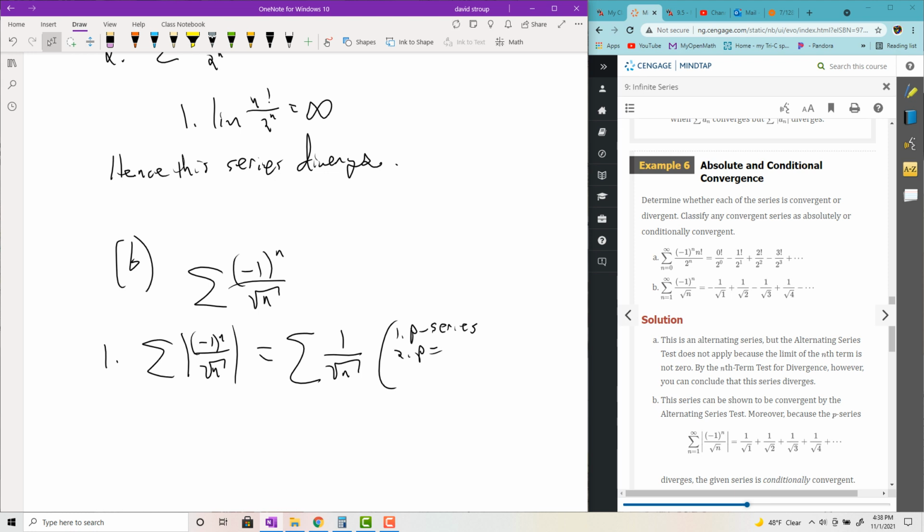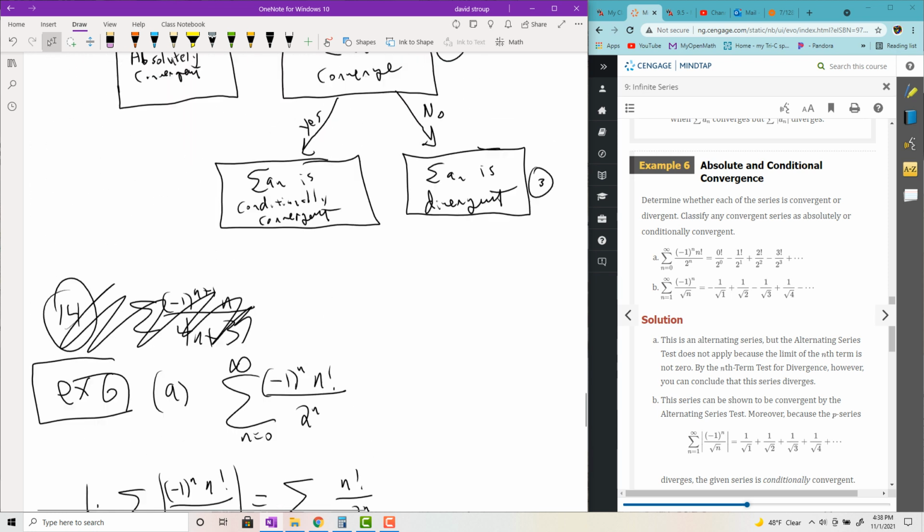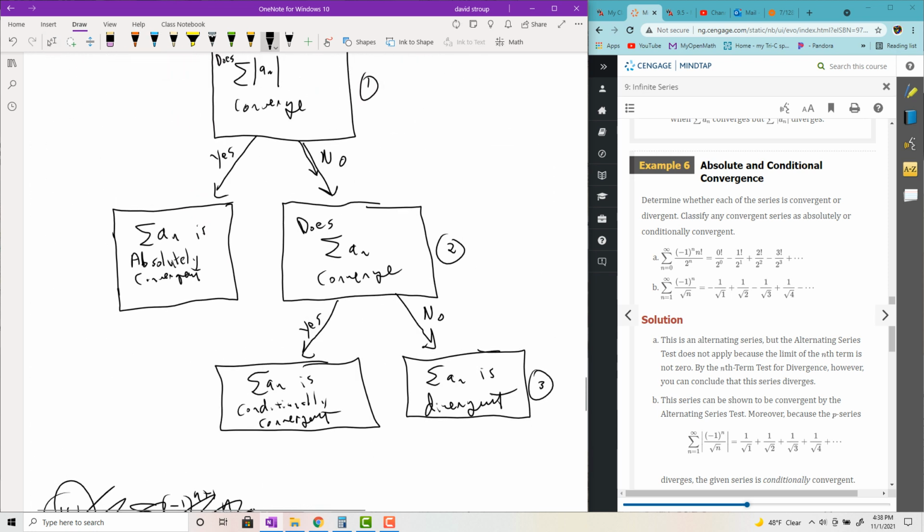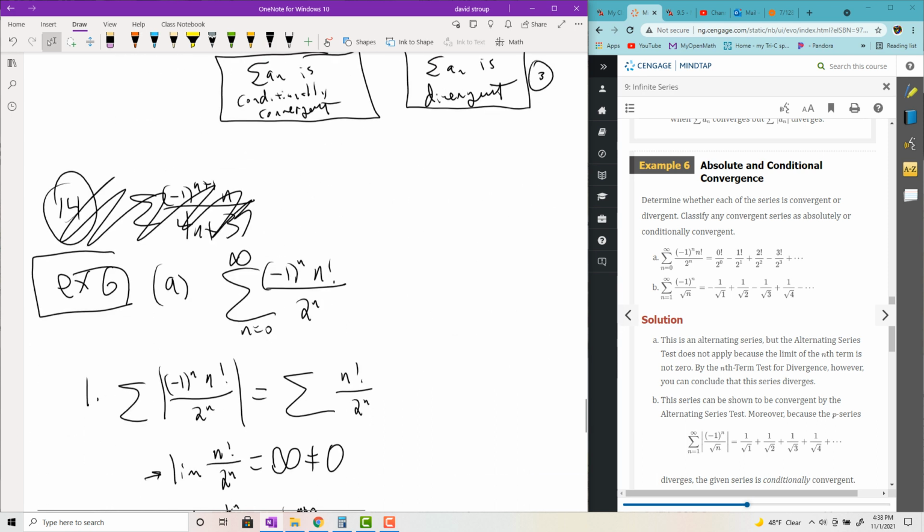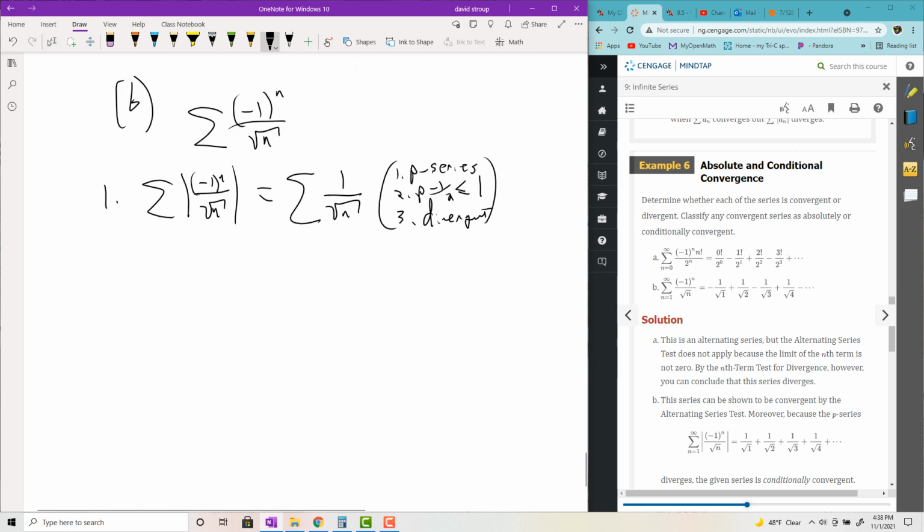Secondly, the p-value is 1/2, which is less than or equal to 1. Therefore, it's divergent. And remember, you got to show those 3 pointers. So in the flow chart, we have gone down the right side. Okay, so no. So secondly, then you consider the original series.